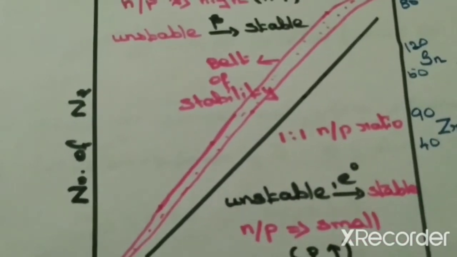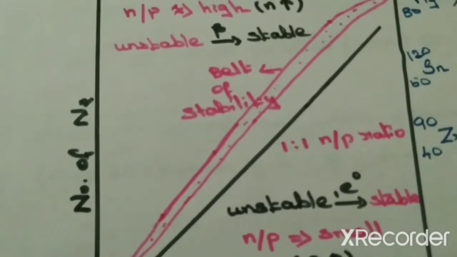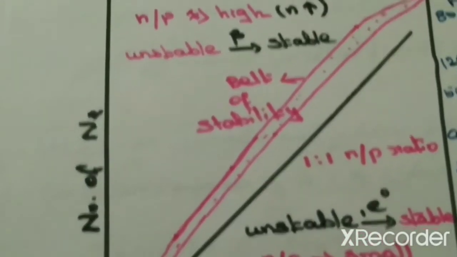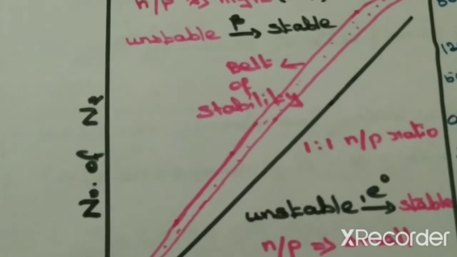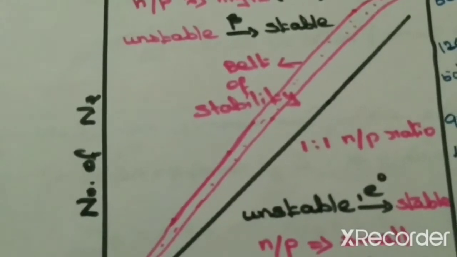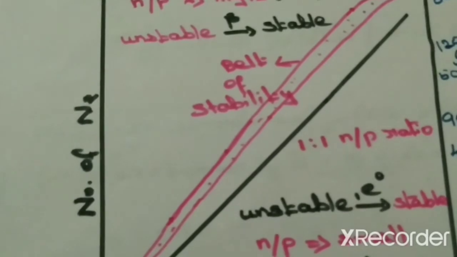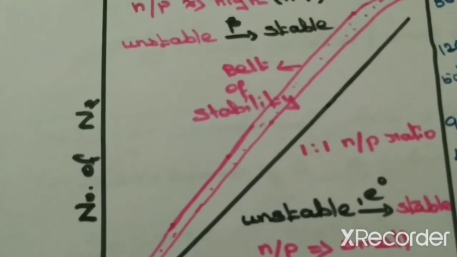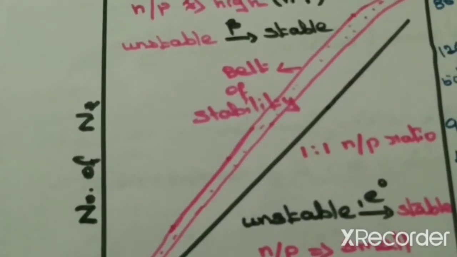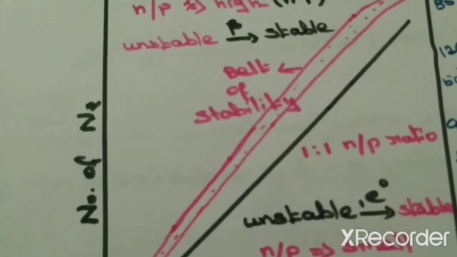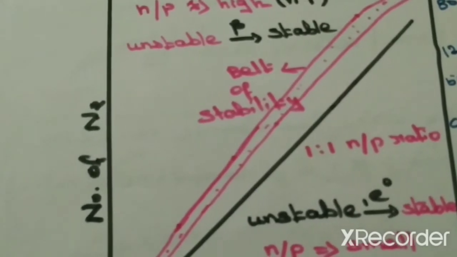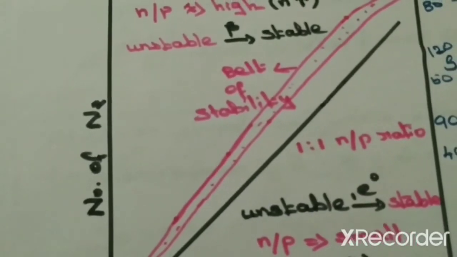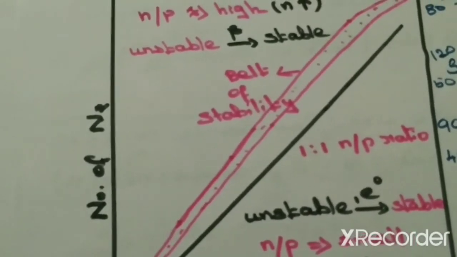If you take the elements with atomic number greater than 20, in that condition the elements may have a higher number of neutrons or a higher number of protons. So in that condition the NP ratio value may increase or may decrease. Whenever the NP ratio value is increased from 1 to 1.5, the NP ratio value is found in the region indicated by the pink line, and this area is known as belt of stability.